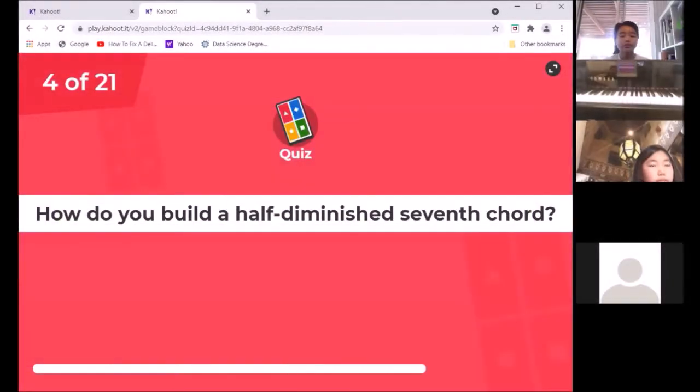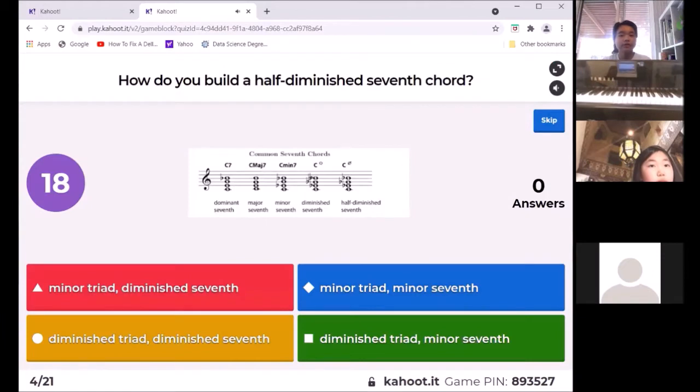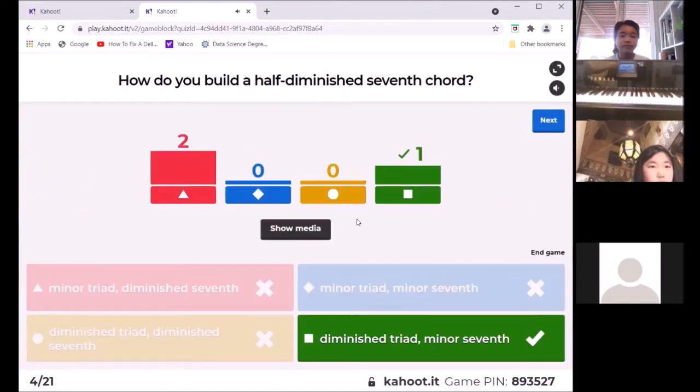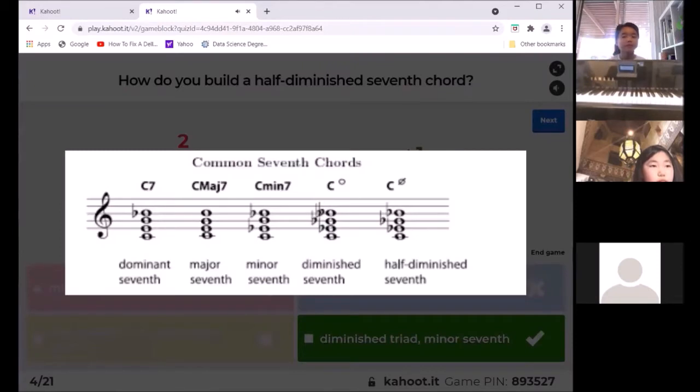Okay, next question is, how do you build a half diminished seventh chord? Okay, so when we have a half diminished seventh chord, we have one thing that's diminished and one thing that's minor. So the diminished part is going to be the triad.